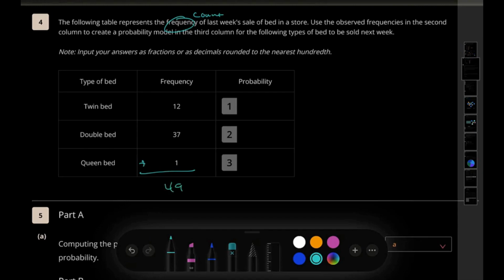49. So the probability of getting a twin bed is 12 out of 49. Double is 37 out of 49, and then 1 out of 49. And of course you can always add all of these together, so you get 49 over 49, which gives you a probability of 100%.